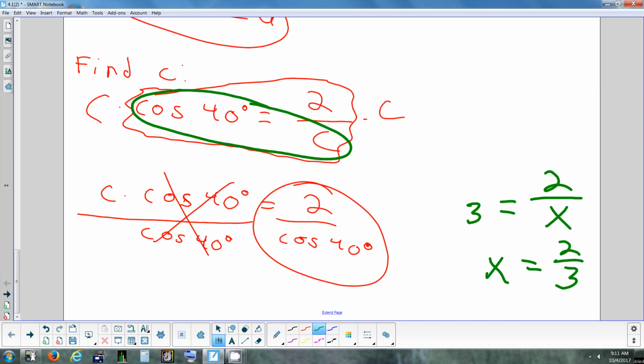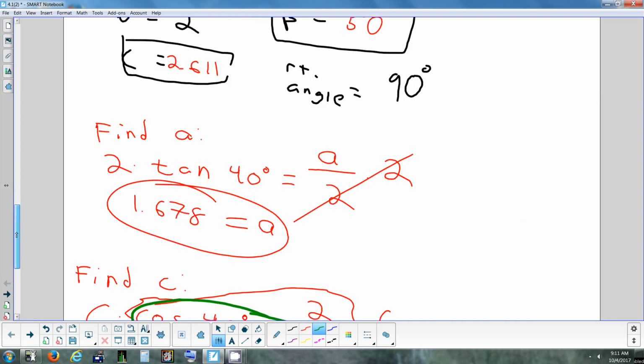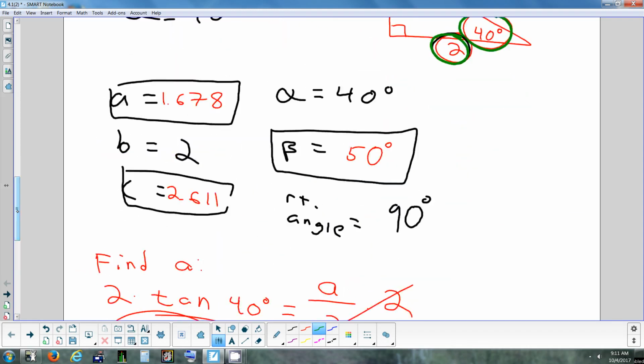Okay. Any questions on that? Okay, so now we've got all our answers. There's a couple quick things you can do to just look at it and make sure something isn't obviously wrong. The biggest side should always be across from the biggest angle. The smallest side should always be across from the smallest angle. If that doesn't happen, something's wrong.